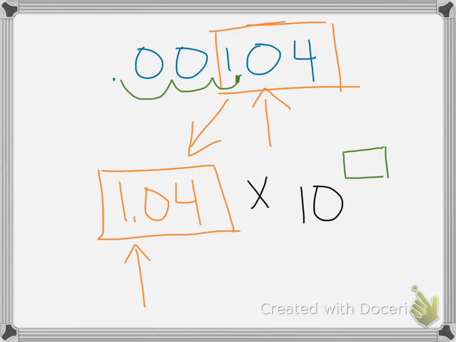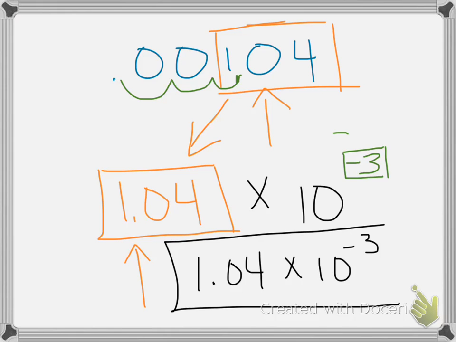0.00104. To decide if it's positive, I need to know whether it was a whole number or a decimal when I started. It's a decimal, and it's the one that gets the negative. And we said 3 moves, it gets the -3. So that would be how you would write it. So this would be written in scientific notation, 1.04 times 10 to the -3. And you see I rewrite it without all the boxes. That's the proper format.